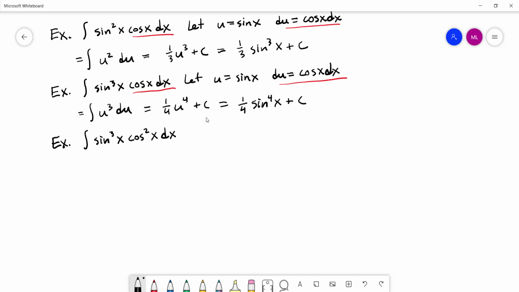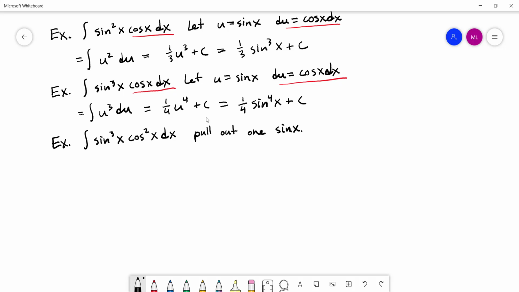You could also do this by pulling out one cosine of x, and we could ultimately get the same result. But let's just go through it. Let me show you how to do this problem, and then we'll think about why we made the decisions we made as we did this. So what I want to do is basically pull out one sine of x from this.